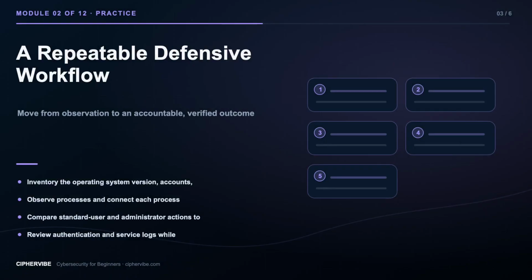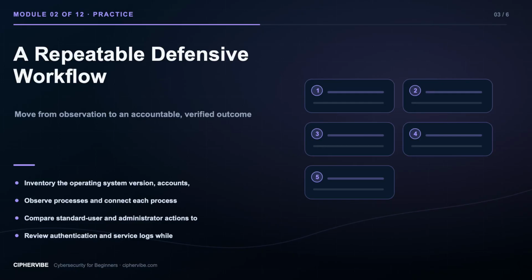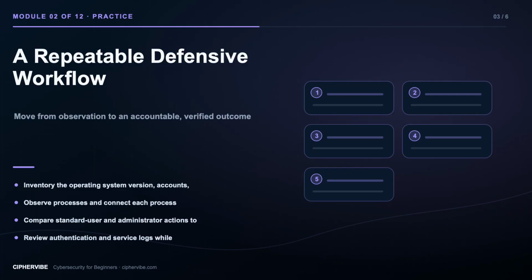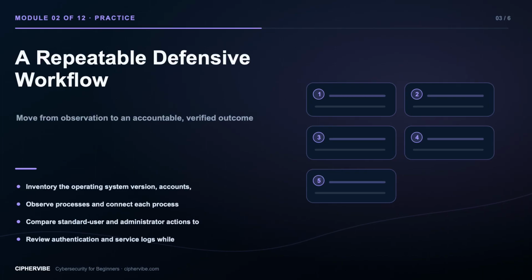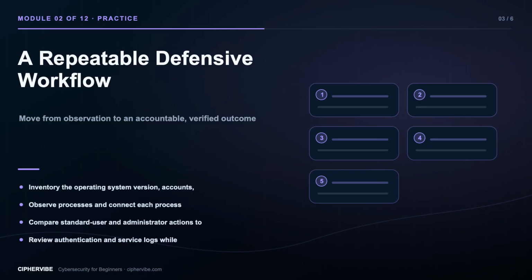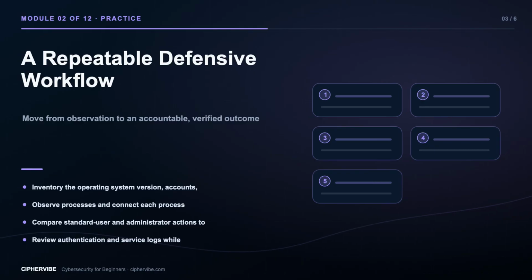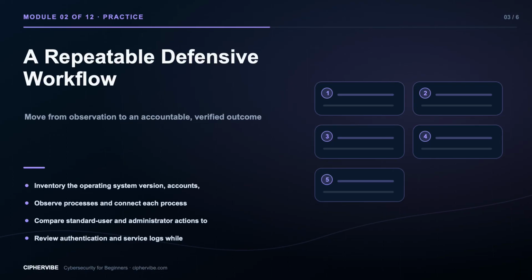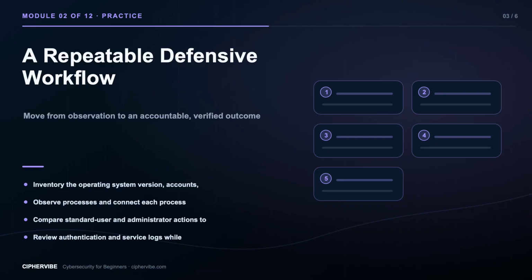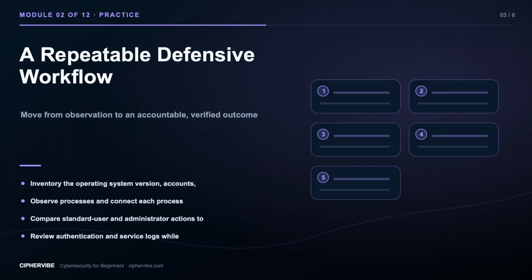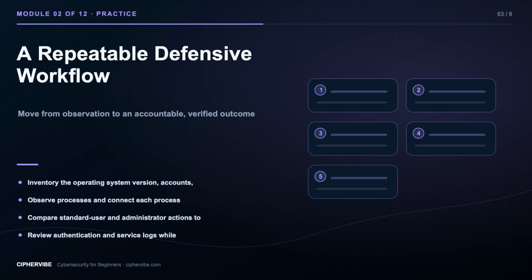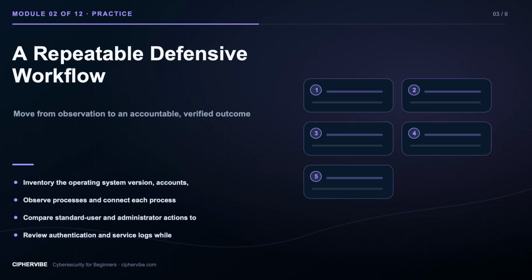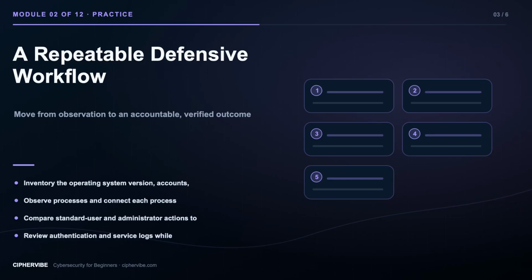Now turn the mental model into a repeatable workflow. First, inventory the operating system version, accounts, groups, installed software, services, and listening ports. Second, observe processes and connect each process to its executable, owner, parent, resources, and network activity. Third, compare standard user and administrator actions to see how privilege changes system behavior. Fourth, review authentication and service logs while performing controlled actions in the lab. Fifth, create a baseline that describes expected accounts, services, software, ports, and important log sources.